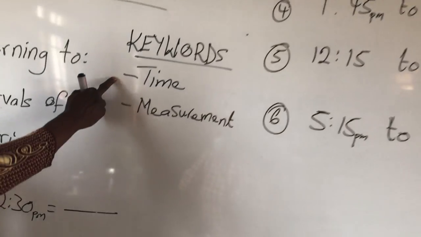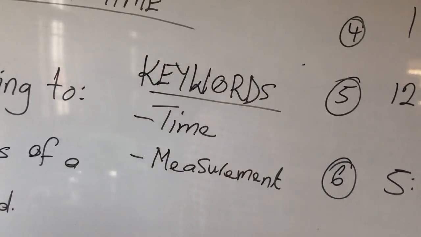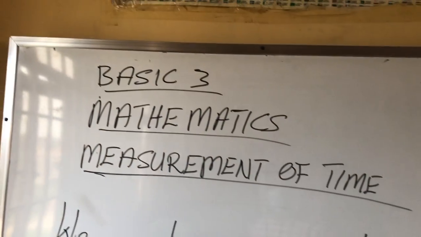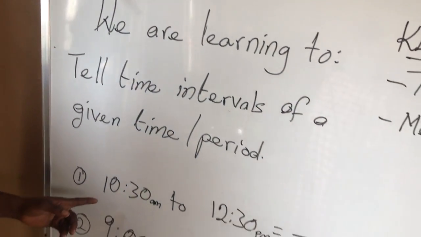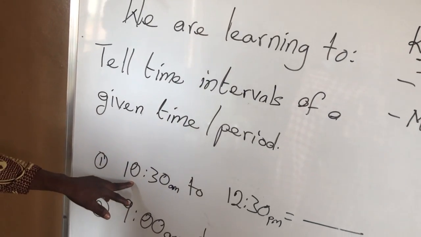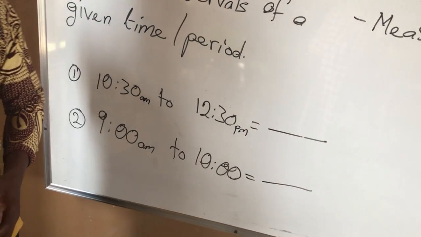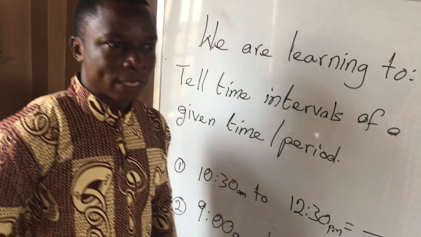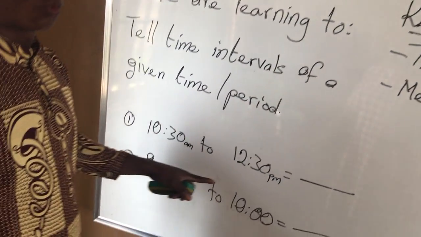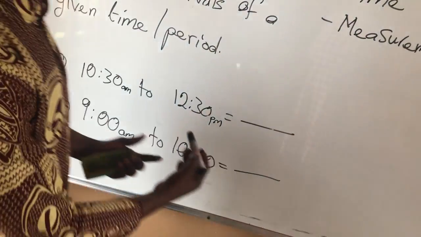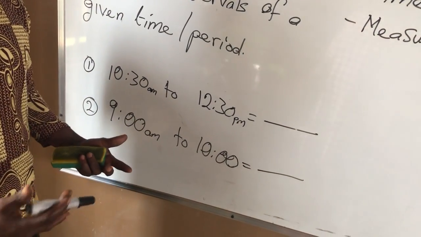We have time, measurement. Let's quickly look at a few examples. For instance, you started a journey at 10:30 a.m. to 12:30 p.m. You started this journey from your house to the school. We are asked to calculate the time interval. How many minutes have you spent?